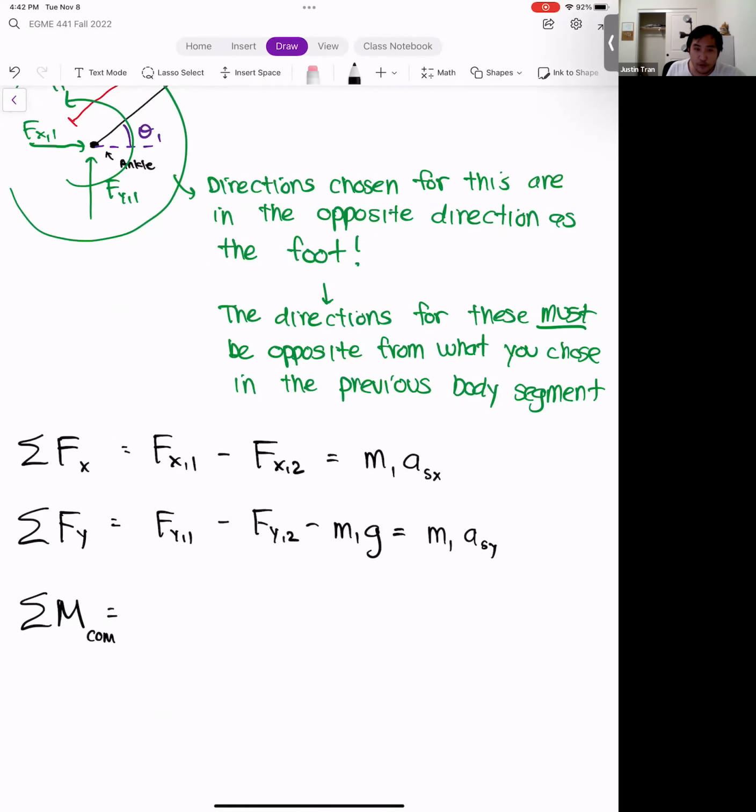Okay. All right, so let's go ahead and tally up the moments. And so we actually have quite a few here. First we have the raw moments, which are just T1 and T2. Okay, so we have T1. Since that T1 is going in the counterclockwise direction, we choose it to be positive. And then we have minus T2. And so T2 is a raw moment going in the clockwise direction. So we're going to put a negative there. Okay. And then we have the moments induced by all of the reaction forces. Okay, so we're going to need to use a little bit of trigonometry here.